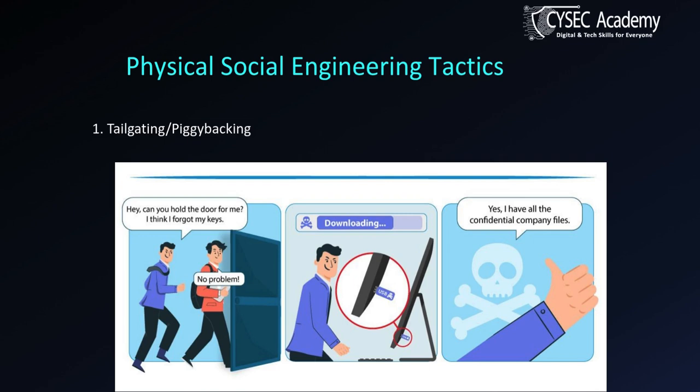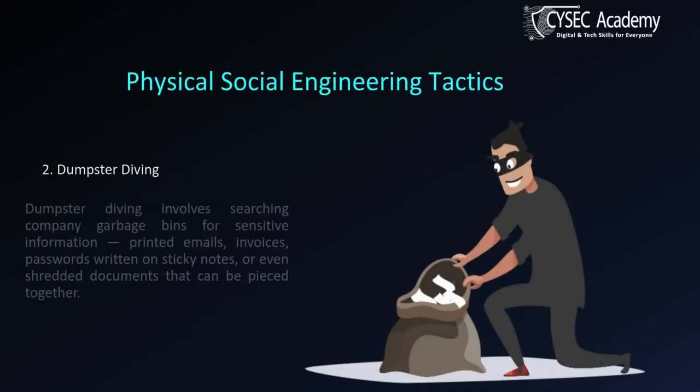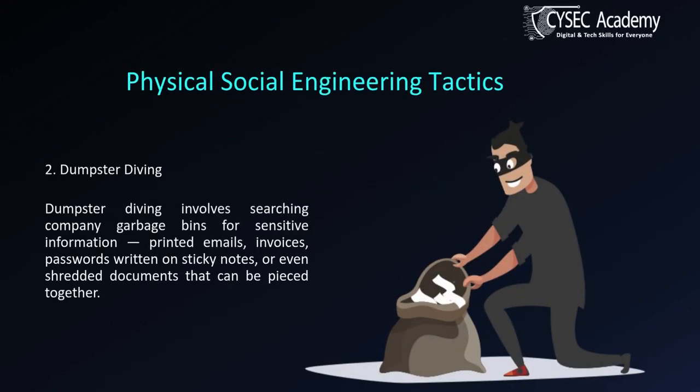This is tailgating. Tailgating happens when an attacker follows an employee into a secure area without using a keycard or ID badge. Piggybacking is similar, but the person may ask to be let in. "I forgot my badge, can you help me out?" Defense tips: always require proper credentials. Politely refuse entry and direct them to security.